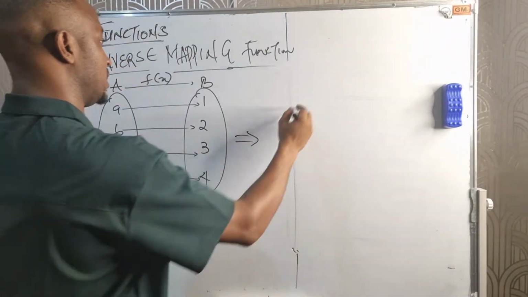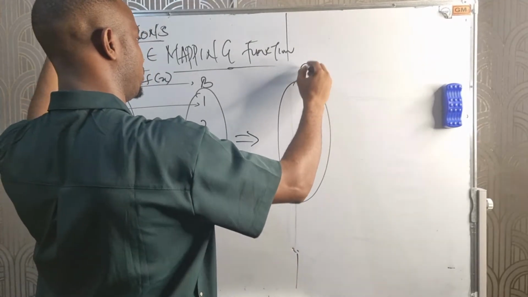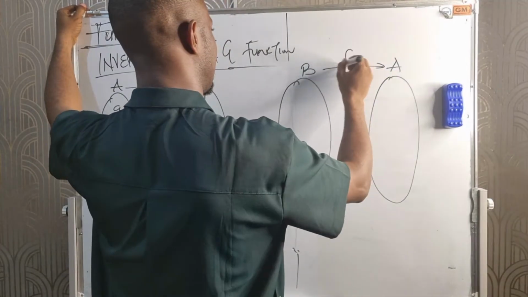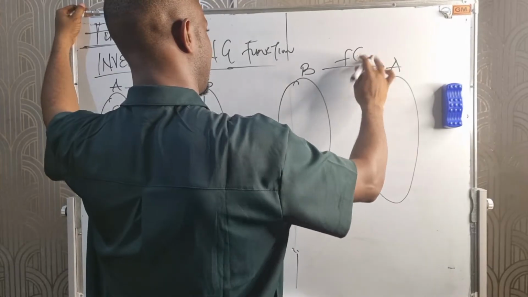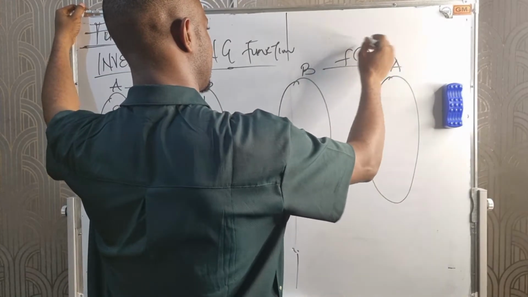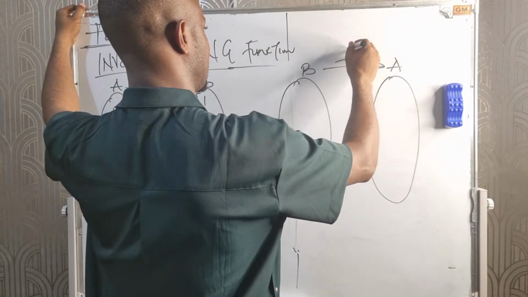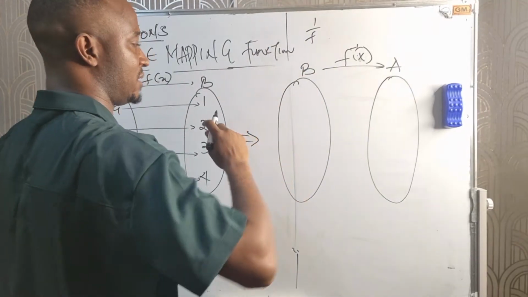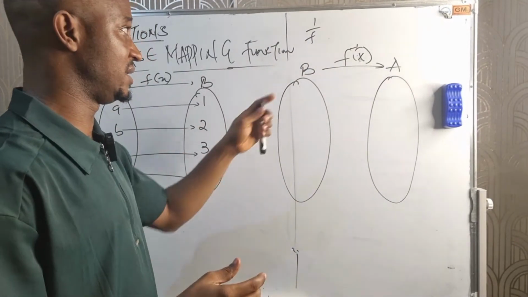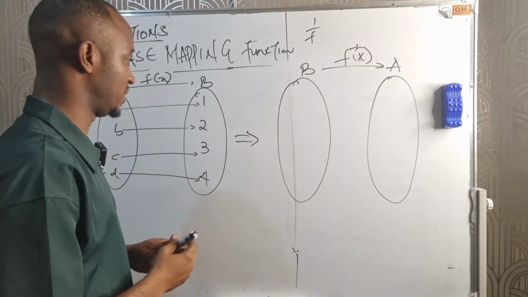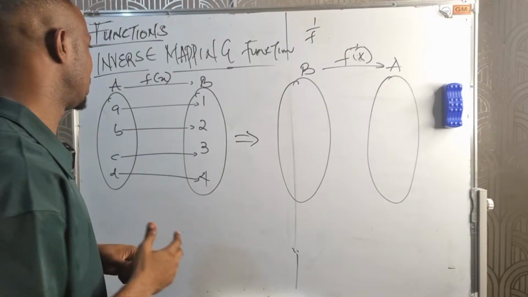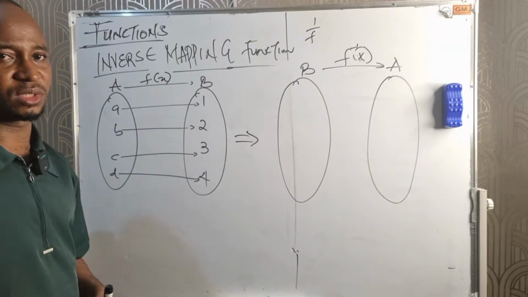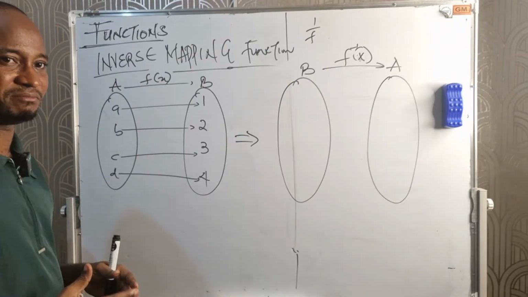So how do we get our inverse? Inverse becomes the reverse. B will be here, and here I'm going to have A. Then the assignment becomes f of x inverse. Inverse here does not mean 1 over f, and does not mean 1 over x like we know in indices. It just means an interchange: whenever the codomain becomes the domain and the domain becomes the codomain, it's called an inverse mapping function.